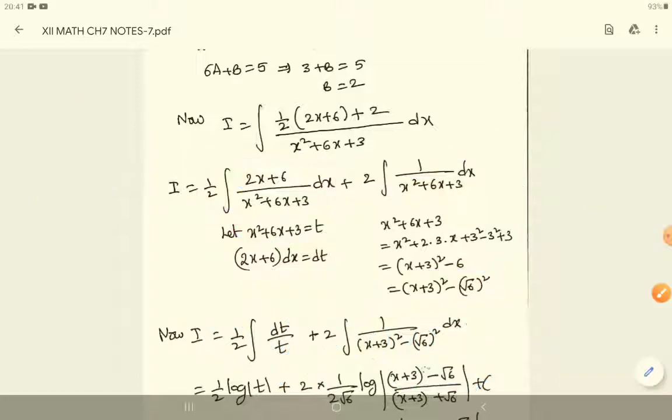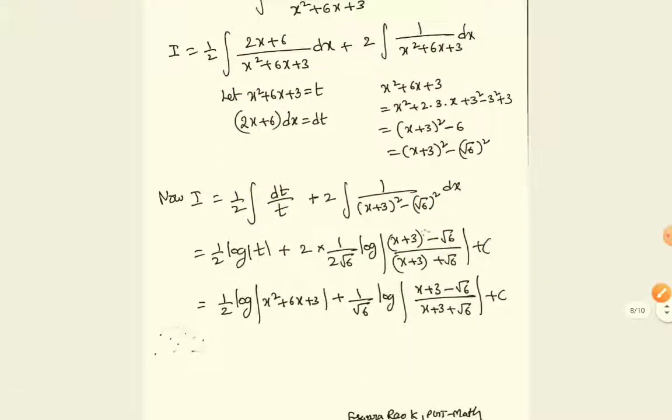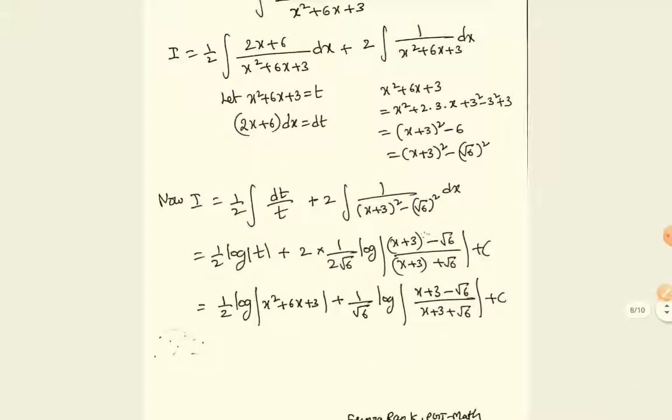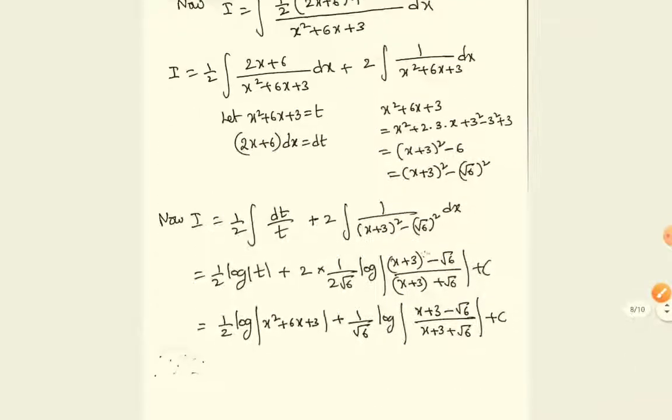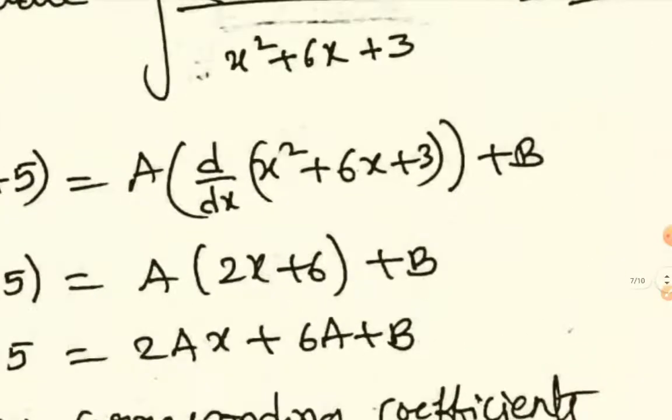Done. What is t? Substitute it. t is equal to what we have taken, t is equal to x square plus 6x plus 3. Done, right? Now the questions are like this: these are linear expression by quadratic expression.